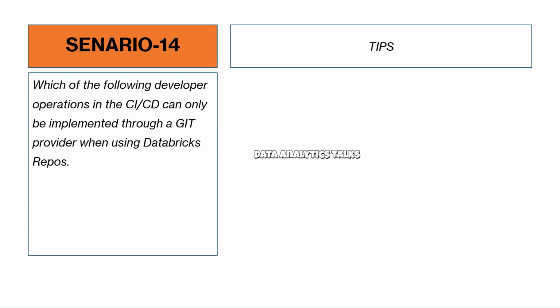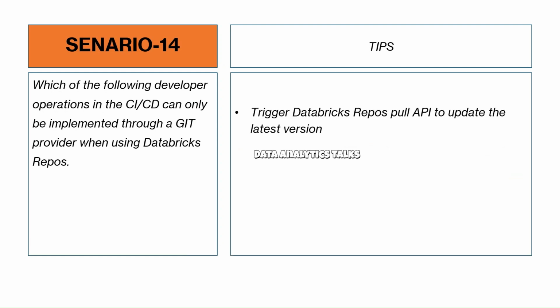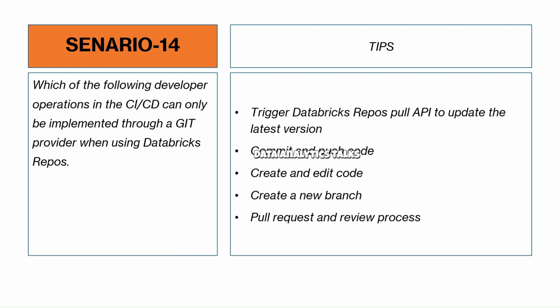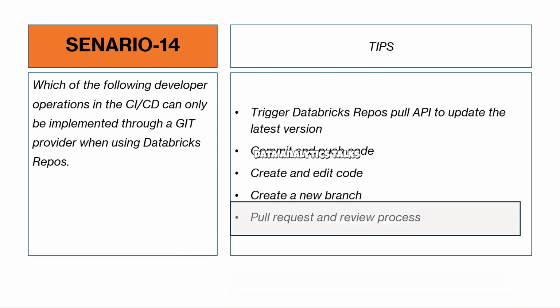Okay, so coming to another scenario: which of the following developer operations in the CI/CD can only be implemented through a Git provider when using Databricks repos? What are the options? Trigger the Databricks repos pull API to update the latest version; commit and push code; edit code; create a new branch; pull request and review process. Out of these options, the correct answer is pull request and review process. Others are not possible.